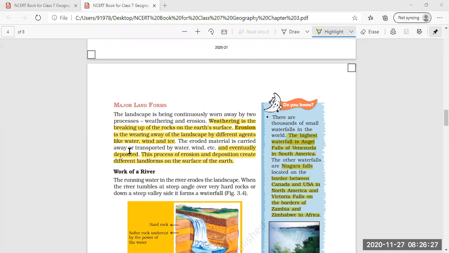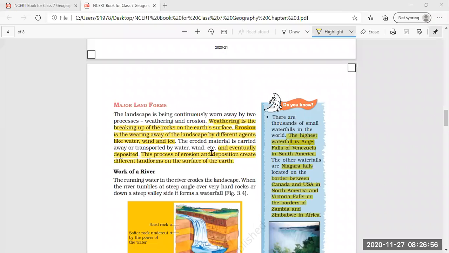These are the different agents of erosion, that is water, wind, and ice. Due to the action of water, wind, and ice, this type of change, that is wearing away of the landscape, takes place. So that is called erosion. Am I clear? Then the eroded material is carried away or transported by water, wind, etc., or ice. We can say ice in the form of glacier.